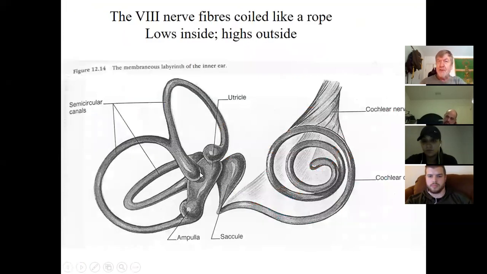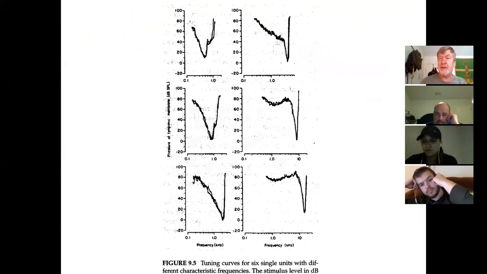Eighth nerve fibers are coiled like a rope. We'll be discussing this very soon in anatomy class. We're moving on to the eighth nerve soon. The eighth nerve is also tonotopic. Lows are on the inside of the eighth nerve. High frequencies at the base of the cochlea are wrapped on the outside of the eighth nerve. The eighth nerve is like a rope with thousands and thousands of fibers. That's how you should think of the eighth nerve. We'll be covering that more in anatomy class.